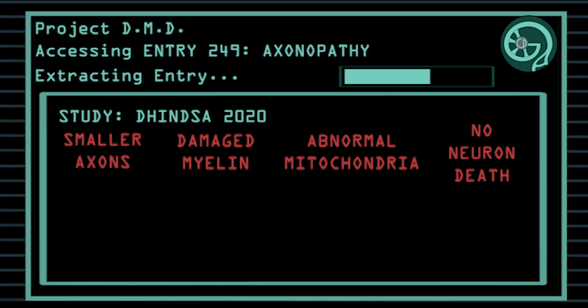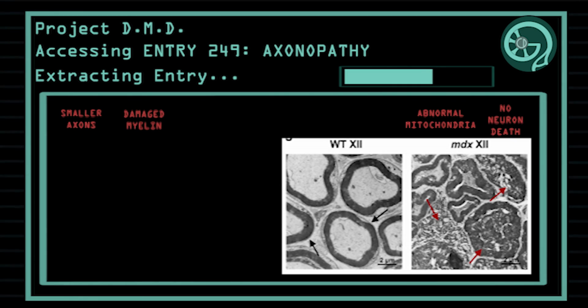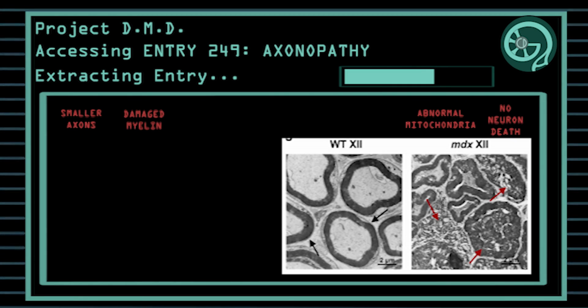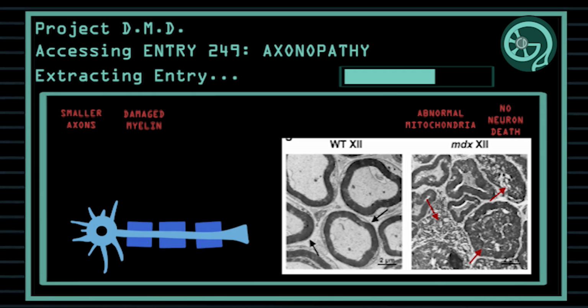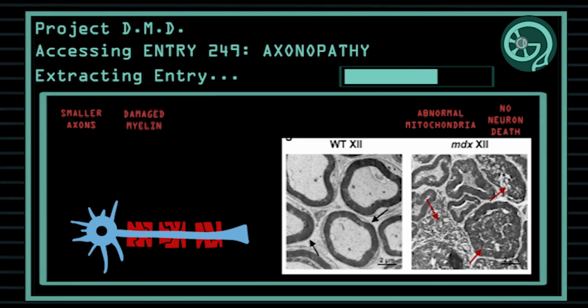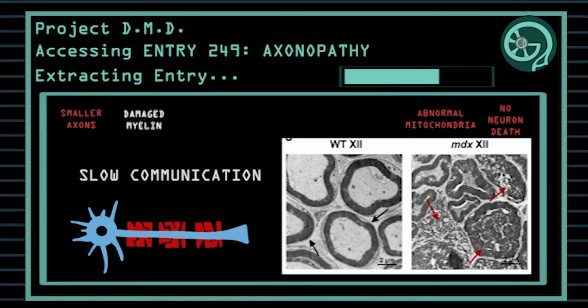What can we learn about axonopathy from this study? In the MDX model, we documented reduced axon size and damaged myelin sheaths. Myelination is critical for efficient communication speed, so the DMD phenotype also includes impaired nerve communication in the target nerves.